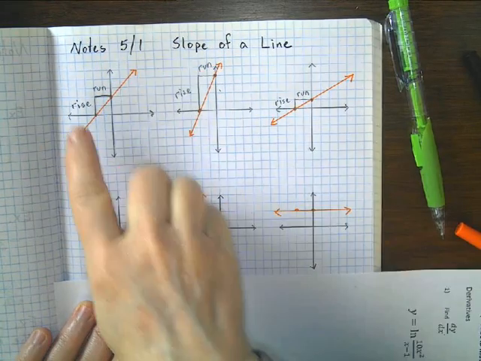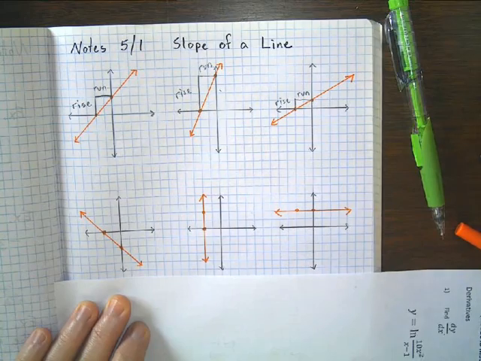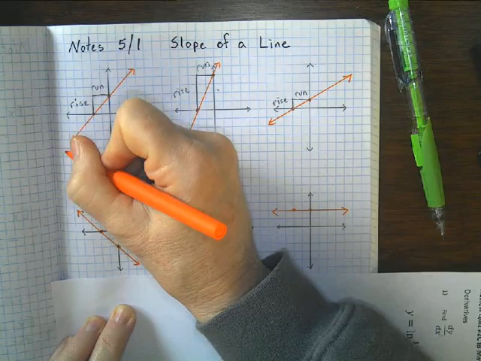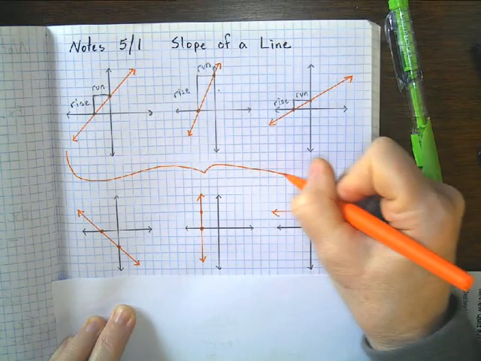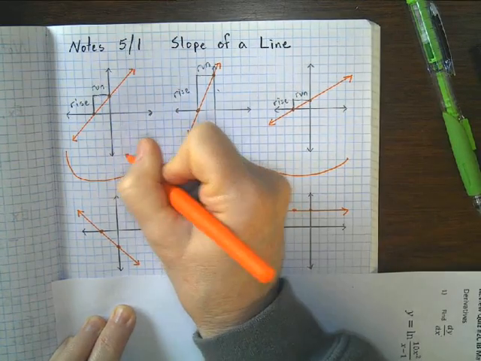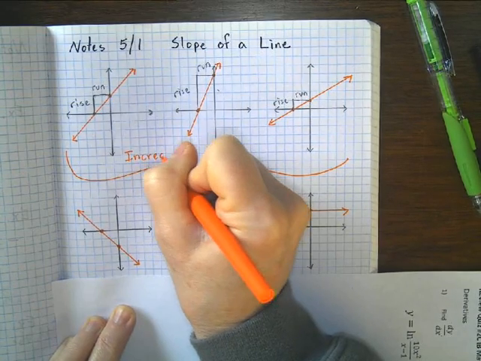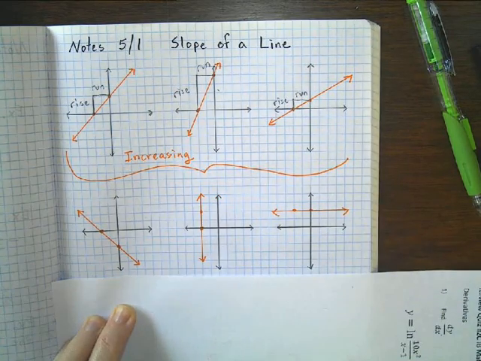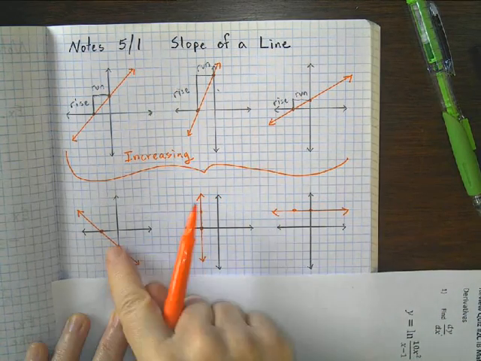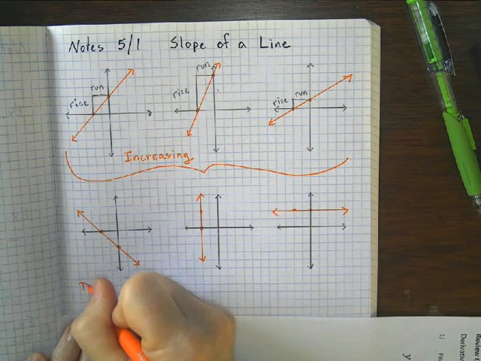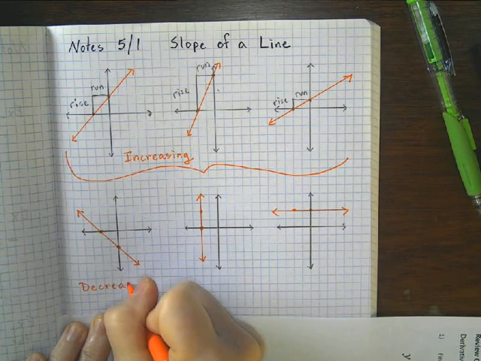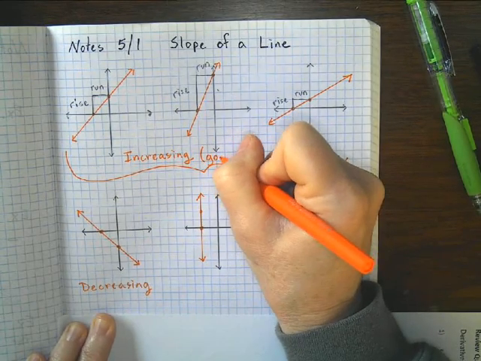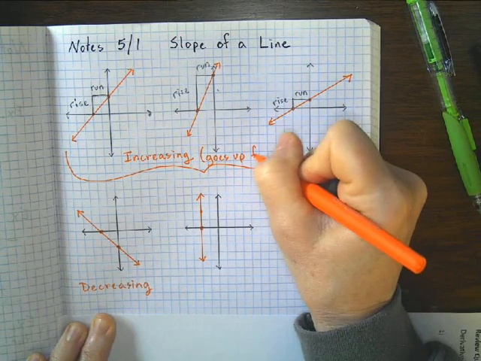So these that go up, we call them increasing. These three lines are all increasing as they go from the left to the right. This one is decreasing. So increasing means it goes up from left to right.